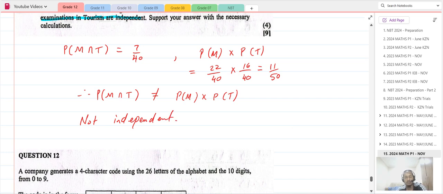Right, so they are not independent because we're getting different values, 7 out of 40 and 11 out of 50. They're not the same.